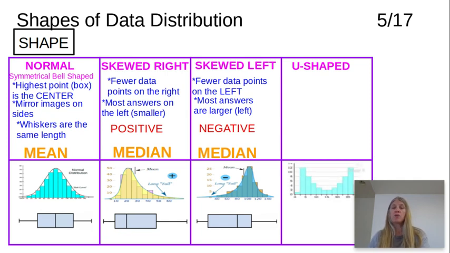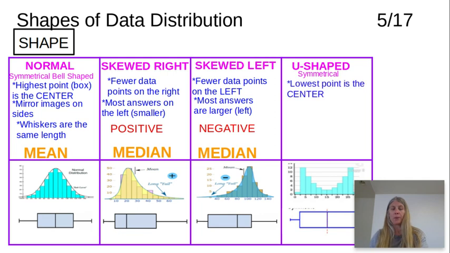Our last one is U-shaped data. As you can tell, it looks like a U, shockingly enough. Most of our data is in the box, and there are little tiny whiskers going off on either side. It is also symmetrical. We could fold this in half just like a normal bell curve. Our lowest point is in the center, so the least data points are in the middle, and most of our answers are on the right or left. Most of the answers are either really big or really small without a lot going on in the middle.